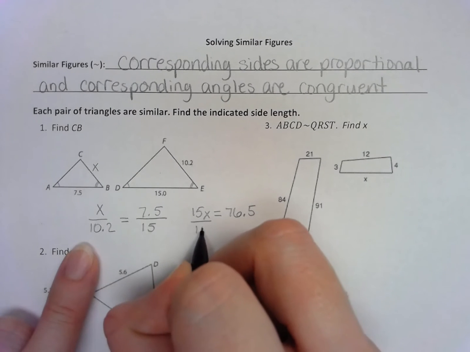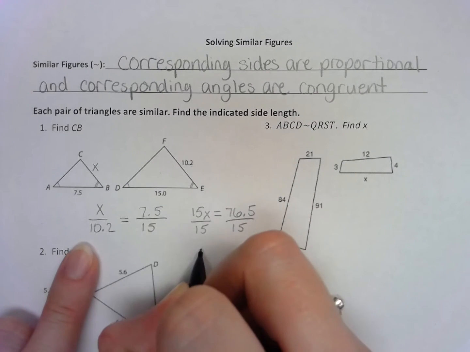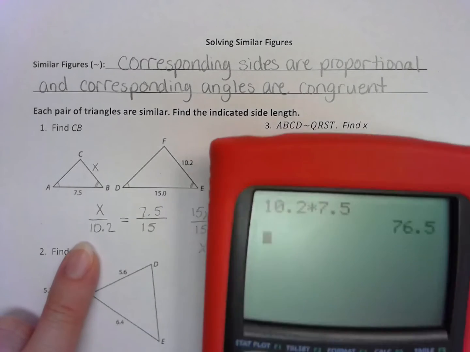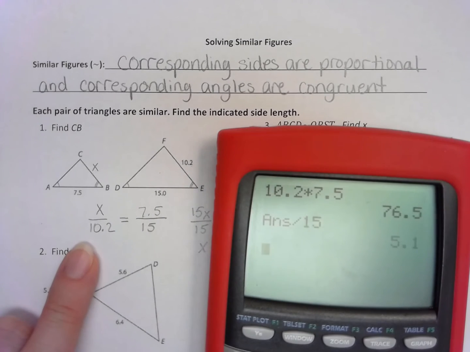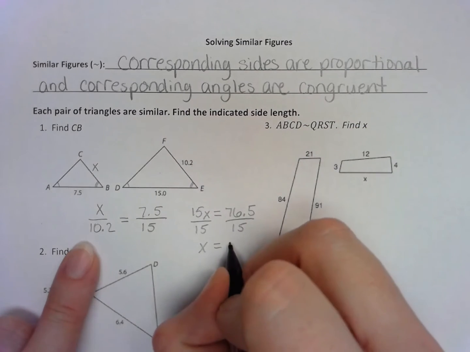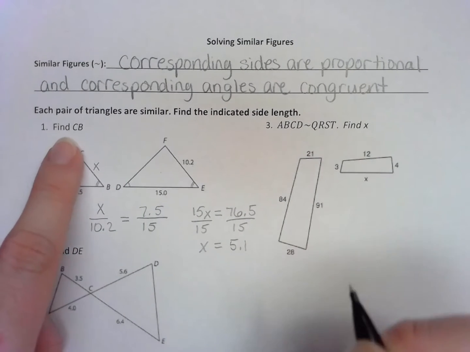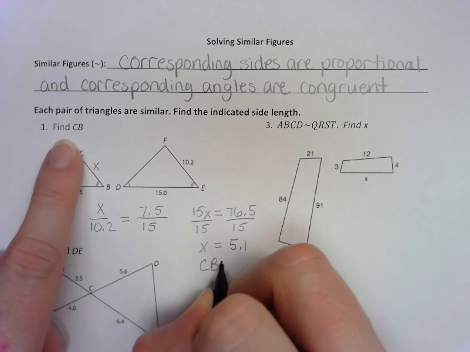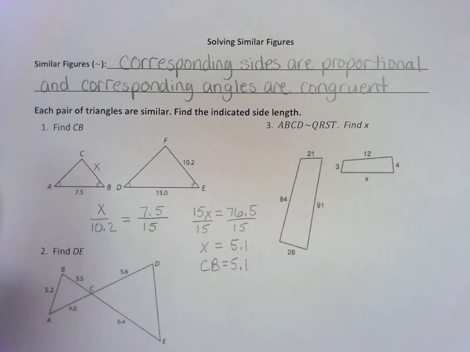You then are going to divide by 15. So x is going to equal 5.1. So that was the missing side that we were asked for, CB equals 5.1.